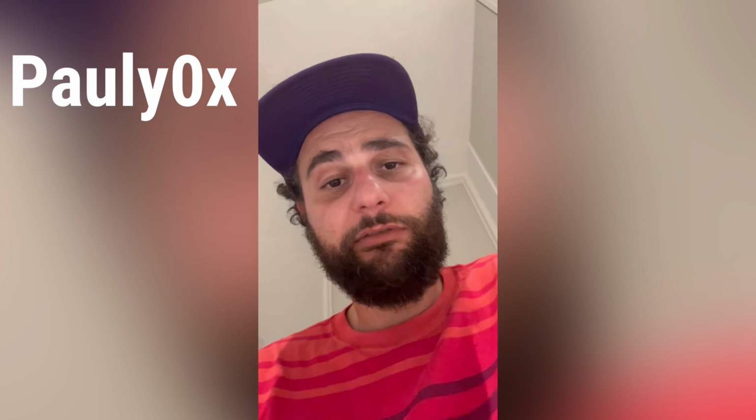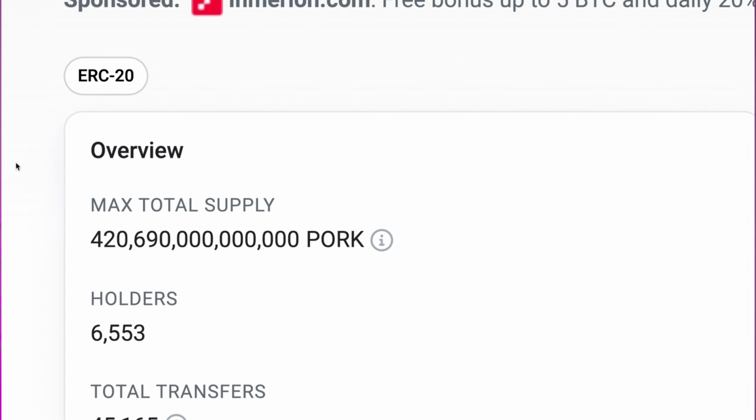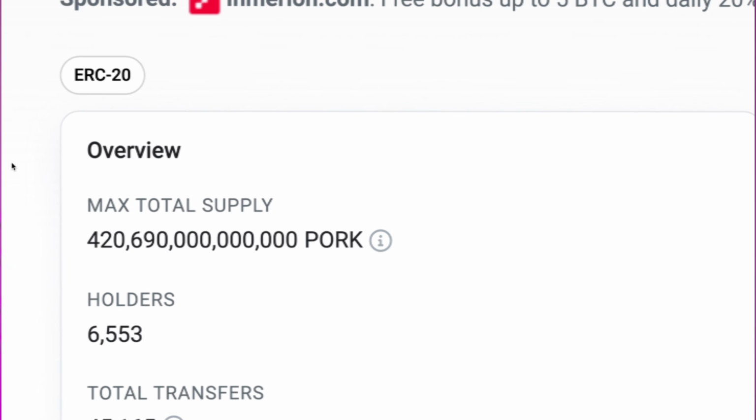When it comes to tokenomics, since Pork is essentially a copy of Pepe, it's pretty much the same token. It's an ERC20 token, obviously on the Ethereum blockchain, with a max supply of 420,690,000,000,000 tokens. Okay, now that we got that out of the way, let's talk about what Pork really is.